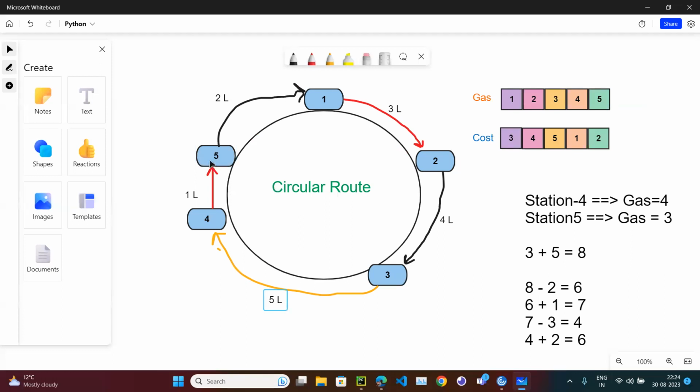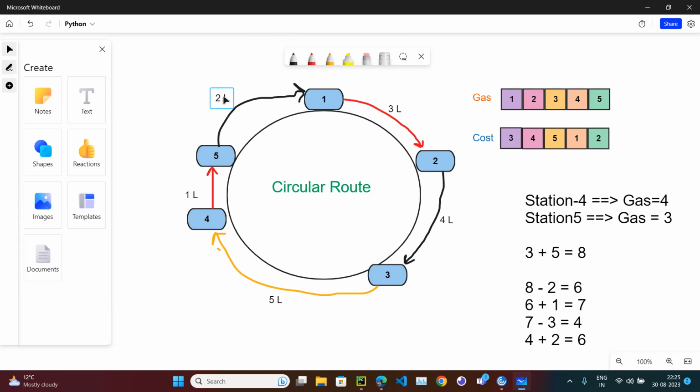And how many liters do we need to spend on the circular route? 3 plus 4, 7, 7 plus 5, 12, 12 plus 1, 13, 13 plus 2, 15. We have 15 liters of gas in total, and we need to spend 15 liters in total.